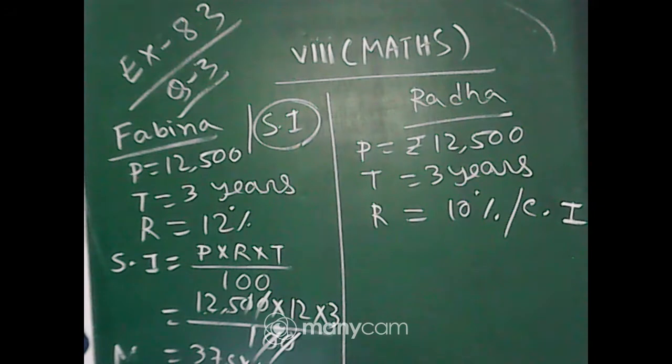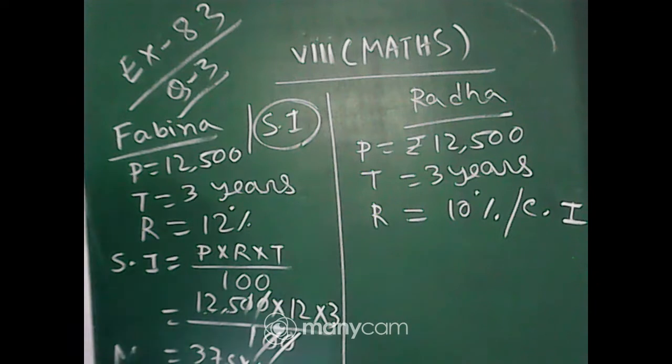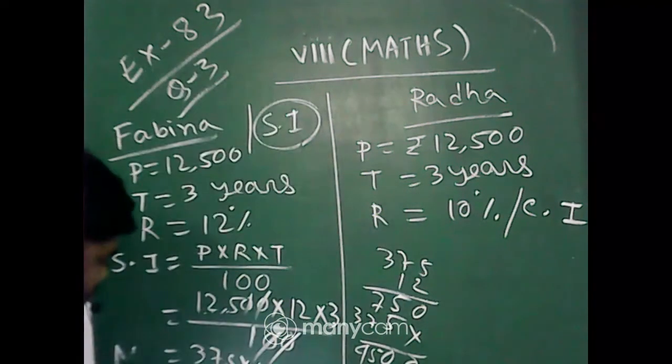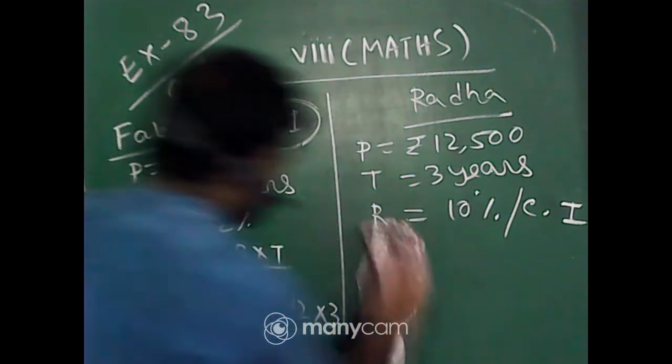375 into 12 is 4500. So rupees 4500 is the interest. Favina, after the end of 3 years, has to pay rupees 4500. Now I will calculate the interest for Radha, to see what amount she has to pay.